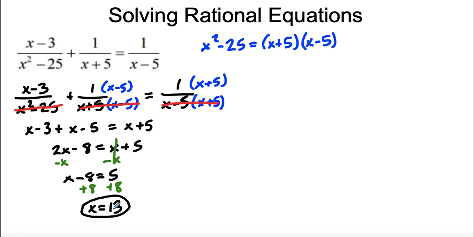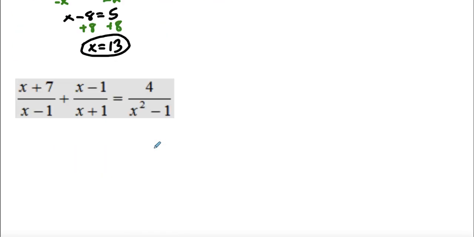Now you always want to check for an extraneous solution. If it gives you a 0 in the denominator, then it's extraneous. But if you look here, I plug in 13 into any of these denominators, we're good. And x squared minus 25 is x plus 5, x minus 5, so actually if you just try these two, you know you're good. Okay, so number 1 is done. Let's do one more of these. So here's our second one.